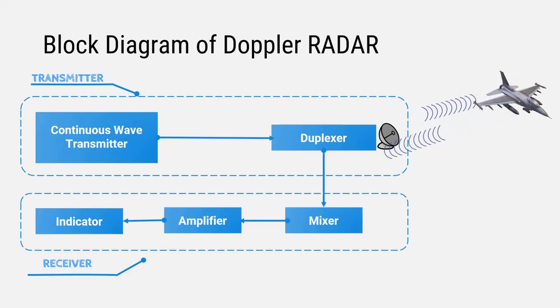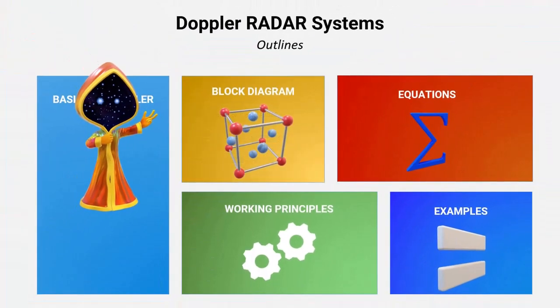Whenever an object crosses or enters the atmosphere, the transmitted waves are going to get reflected. Those waves are captured by the antenna, and that is given to the receiver section where we have a mixer. Then the signal is going to get amplified. After the amplifier, we give it to the indicator to identify various information about the target like position, angle or range. So this is the very basic block diagram of Doppler radar systems. I hope you understand it. So let's move ahead with the working principles of Doppler radar system.